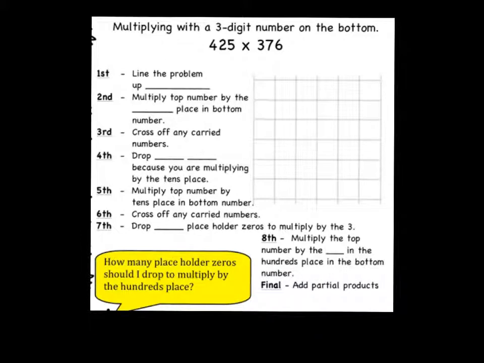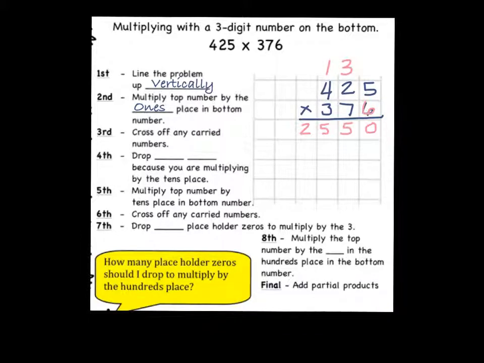Okay, now I'm going to multiply a 3-digit number by a 3-digit number. So we're going to follow the same steps. So the first step says to line the problem up. How are we going to line it up? That's right, we're going to line it up vertically. Now we're going to move on to the second step. The second step says to multiply the top number by the ones place in the bottom number. So that's going to be our 6. So I'm going to multiply 425 by 6.